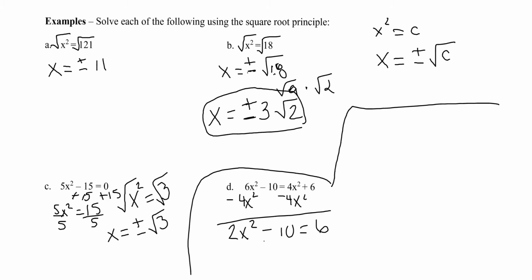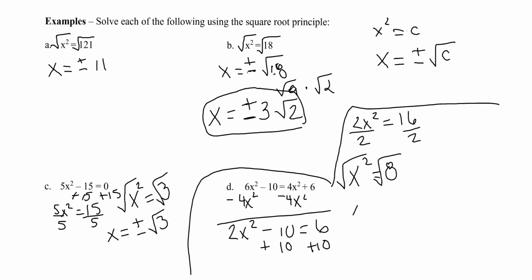Then I'm going to add 10 to both sides, so I get 2x squared is equal to 16. Divide by 2, and we get x squared is equal to 8. And then we'll take the square root of both sides. So we have x is equal to the positive and negative square root of 8.